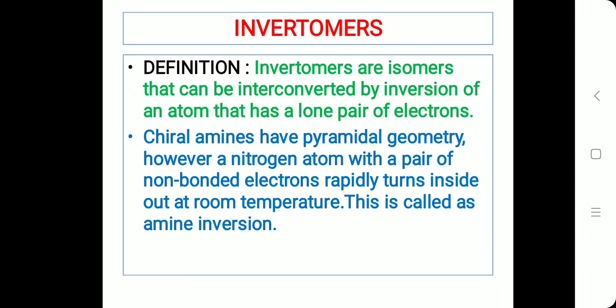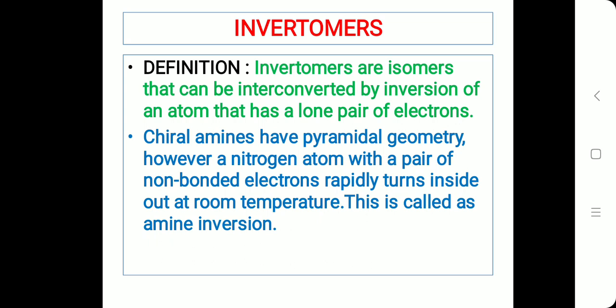Now this kind of nitrogen, wherein it has 3 substituents and 1 lone pair, makes it a chiral center, and they fall under a category of enantiomers which is called invertomers. So let us understand what invertomers are. Definition: invertomers are isomers that can be interconverted by inversion of an atom that has a lone pair of electrons.